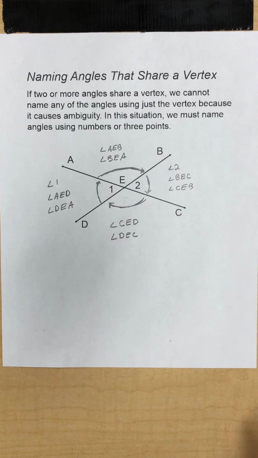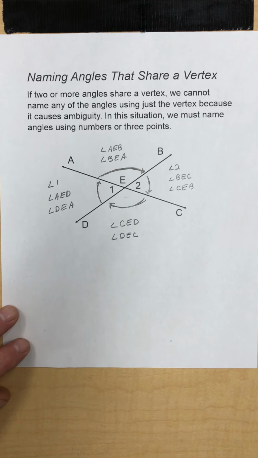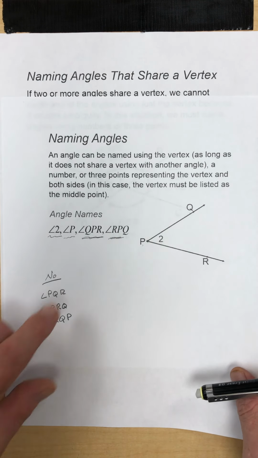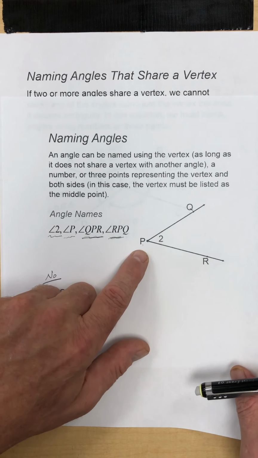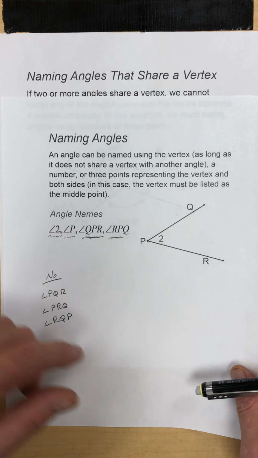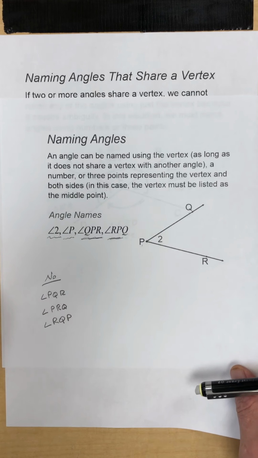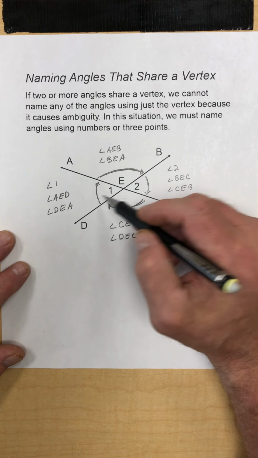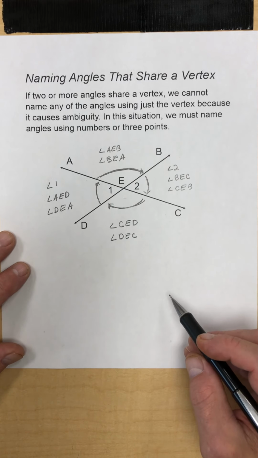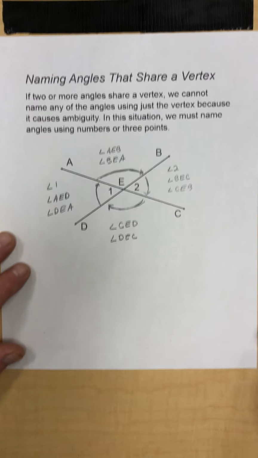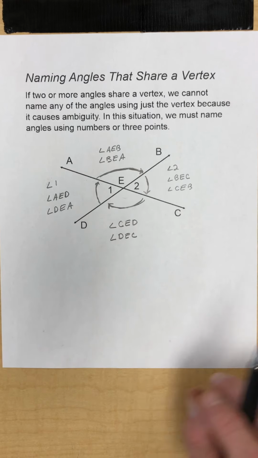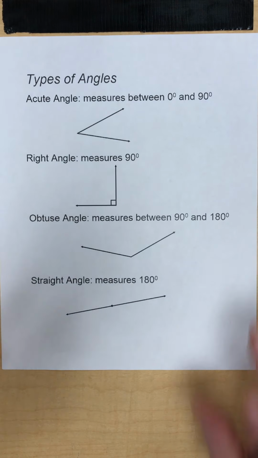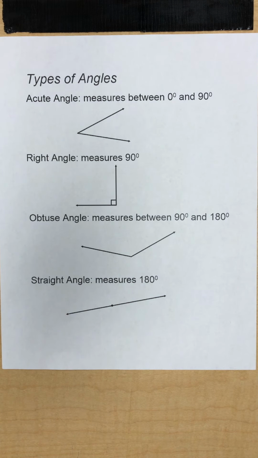So a perfect example: right here I only had one angle, so I can name the angle using its vertex because there are no other angles that have that point P as a vertex in the diagram. But here, all 4 angles have point E as their vertex, so you can't name any of them angle E because it causes ambiguity. And then lastly on this video, I'm sure you guys have seen this before.